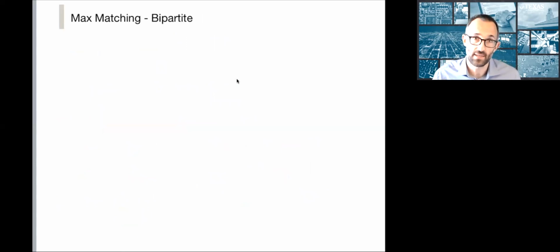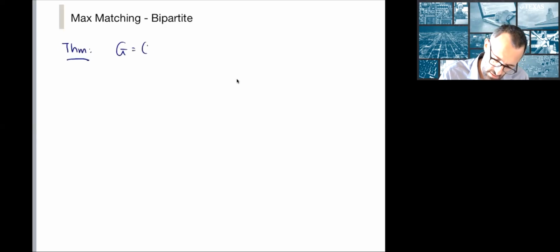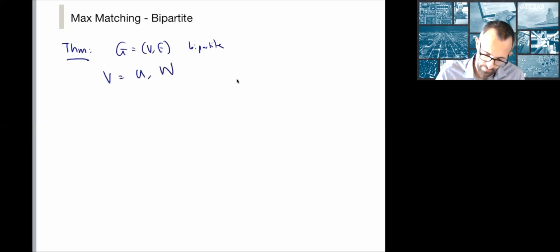We also have a nice characterization of when a bipartite graph has a matching that covers all of the nodes on one of the two color classes. And of course, that's the largest that it could possibly be. This is called a perfect matching if the color classes are balanced. So here's the result. A graph G, which is bipartite, with color classes, again, U and W.